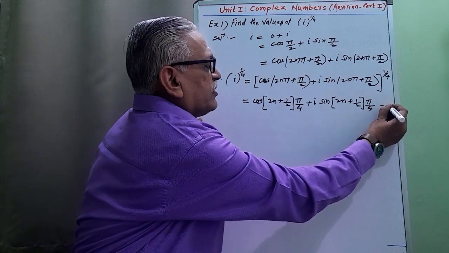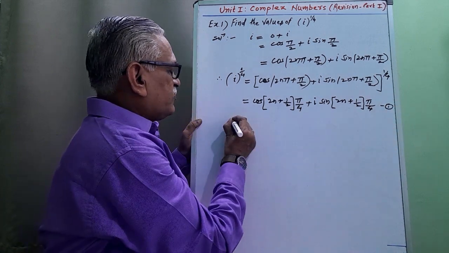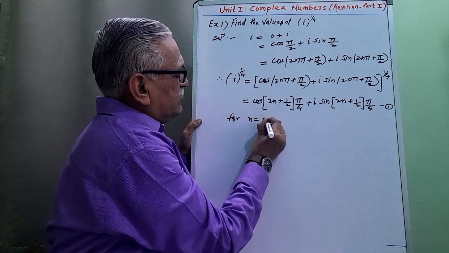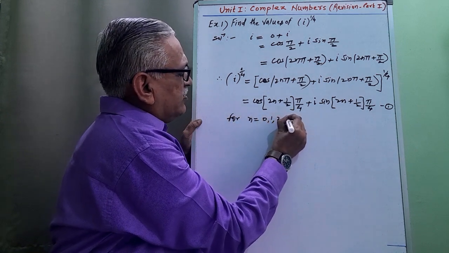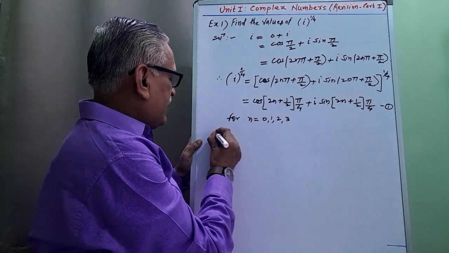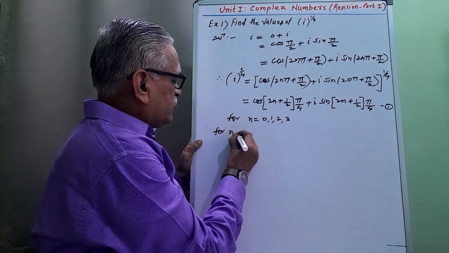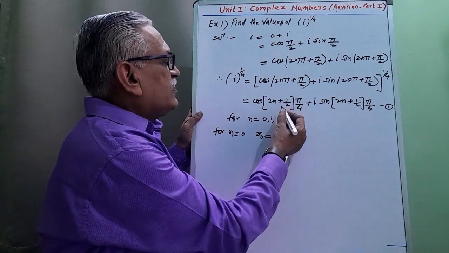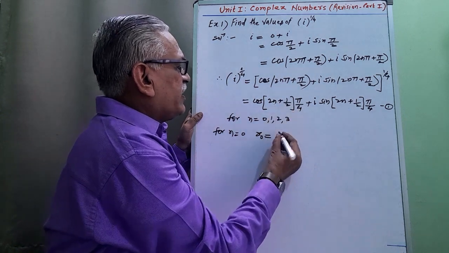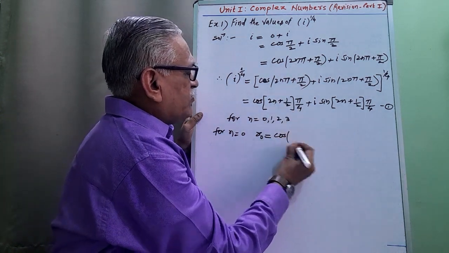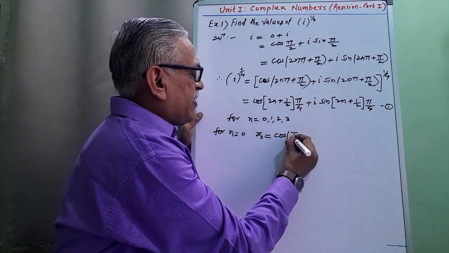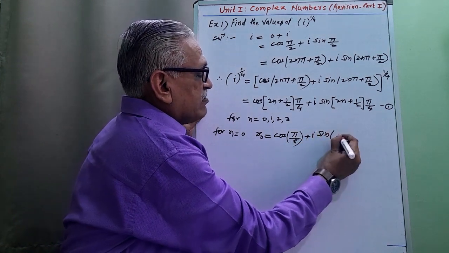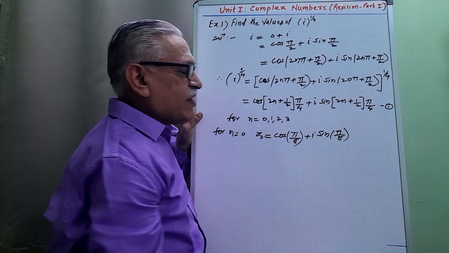And then if we call this equation 1, we have to substitute for n is equal to 0, 1, 2 and 3. For n is equal to 0, we get x0, the first root. Substituting n as 0 here, we get cos of pi by 8 plus i sin pi by 8 as the first value.